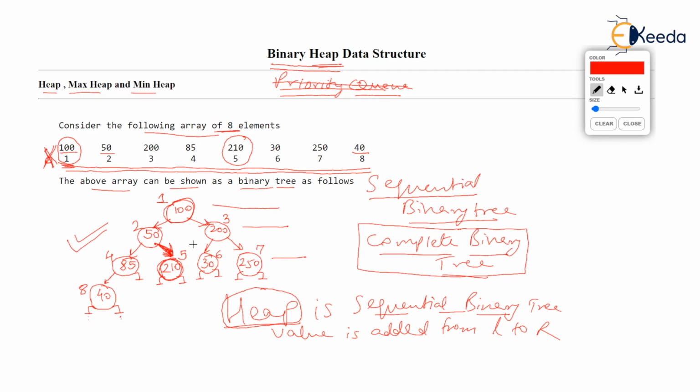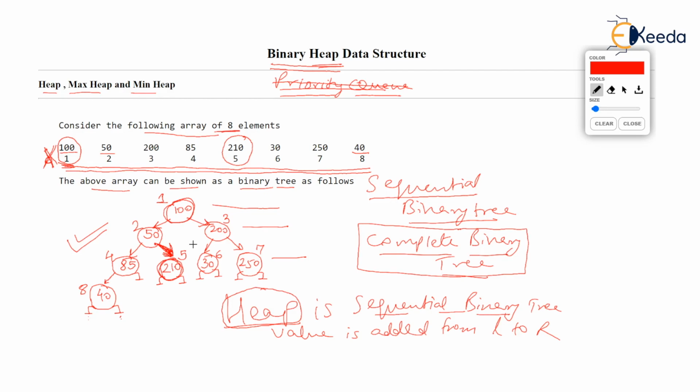Then why have you drawn this? This binary tree has been drawn because visualization of a binary heap becomes very easy if you draw it in this way. Okay, let me prove this. We are not going to create a binary tree at all.